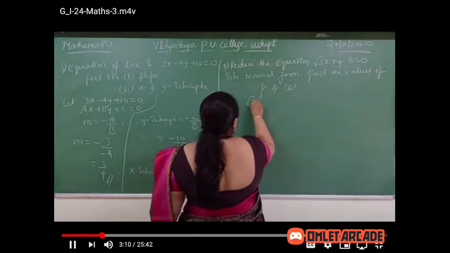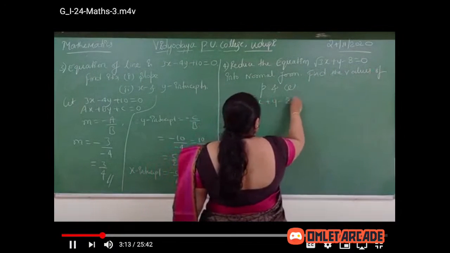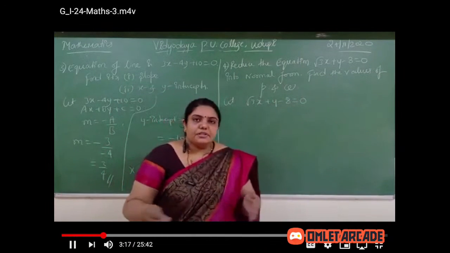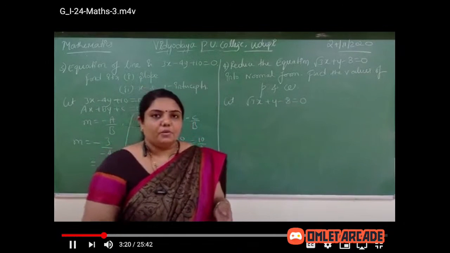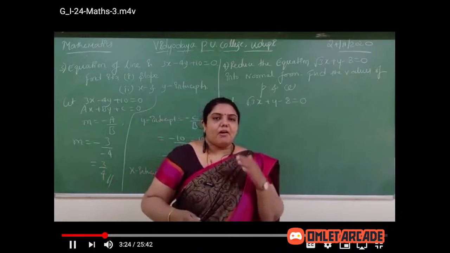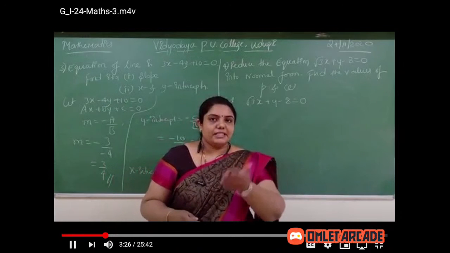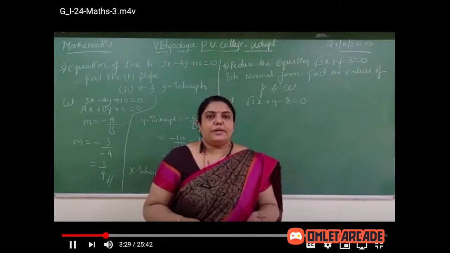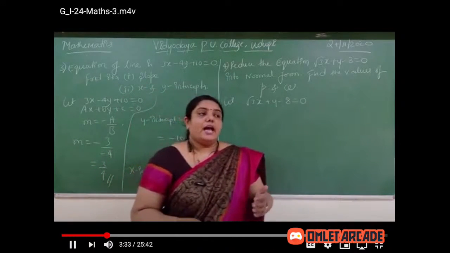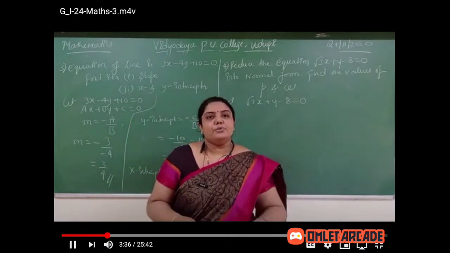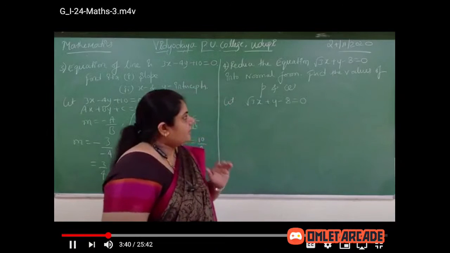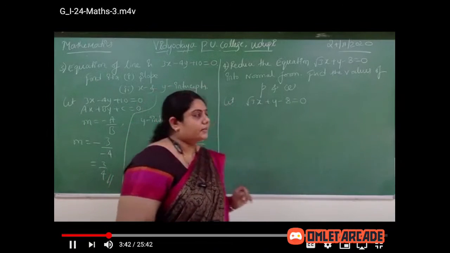Let me write the equation. Root 3x plus y minus 8 is equal to 0. When you observe the formula I have given in normal form, cos omega, sin omega and p values are given. Cos omega is what? Plus or minus a divided by root of a square plus b square. Sin omega is what? Plus or minus b by root of a square plus b square. And p is what? Plus or minus c by root of a square plus b square. That is the formula method. But instead of using that, we'll use one process here.